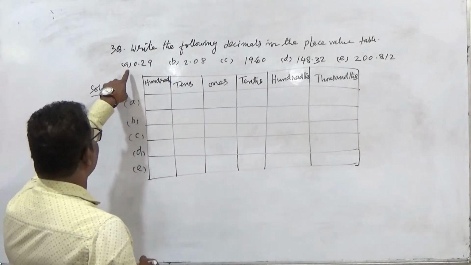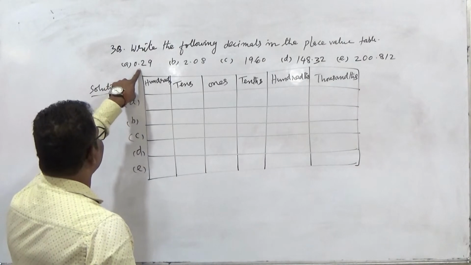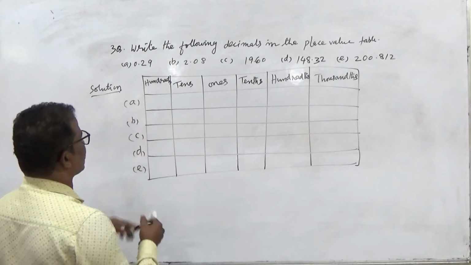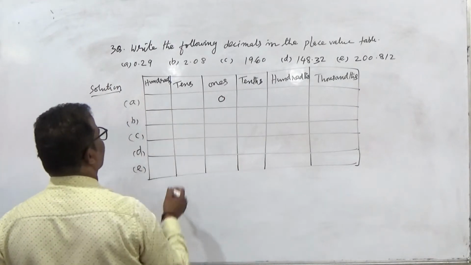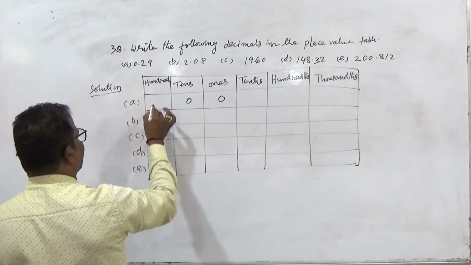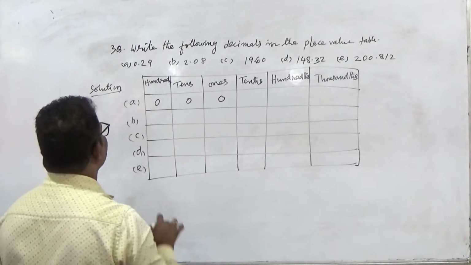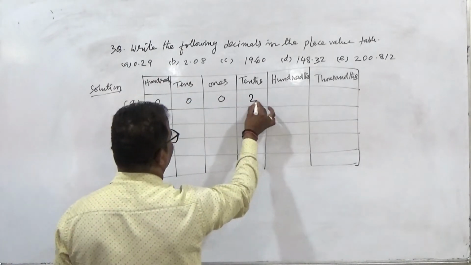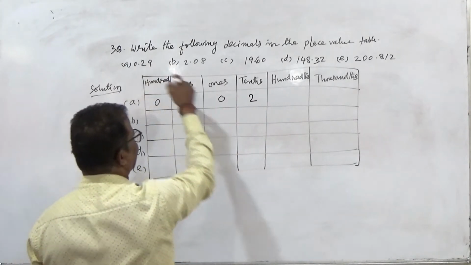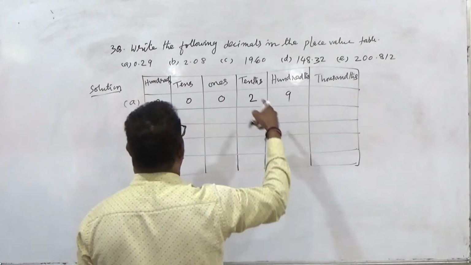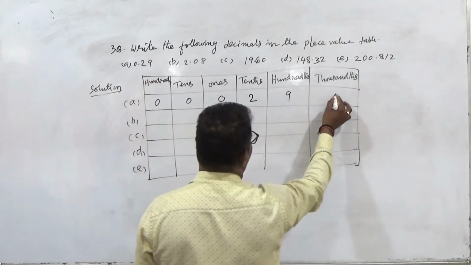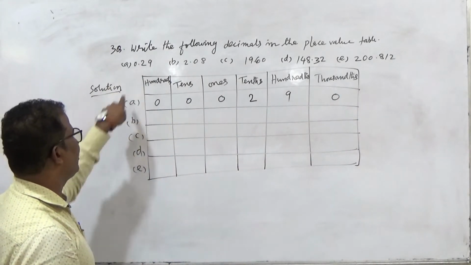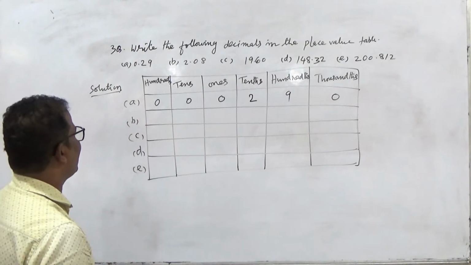See in the first question, A, 0.29. In the whole part, no number is there, only 0 is there. That means first place ones, 0, and tens also nothing is there, hundreds also nothing is there. For that we wrote zeros. Then after that the decimal place started. In tenths it is 2. So in tenths we have to write 2, and then hundredths 9. So we can write here 9. Thousandths nothing is there here. So for that also here 0. So in this way, for the first question, that is 0.29, we can write the decimal number in the place value table.